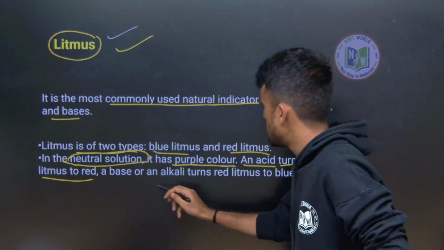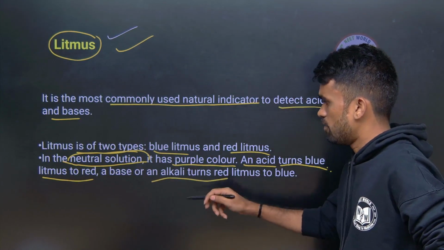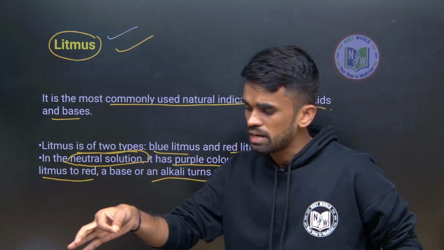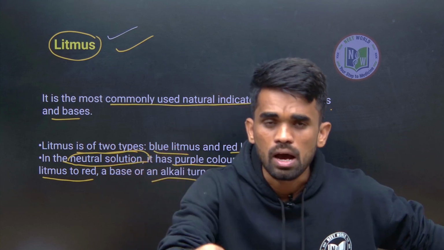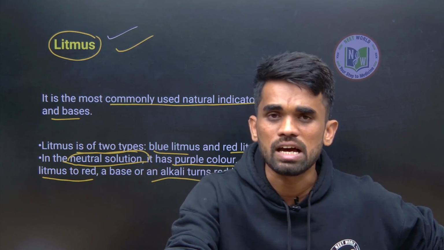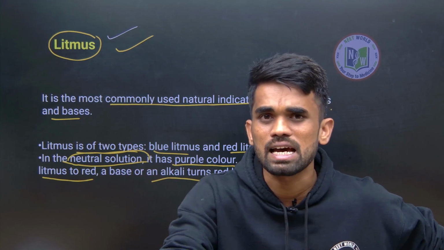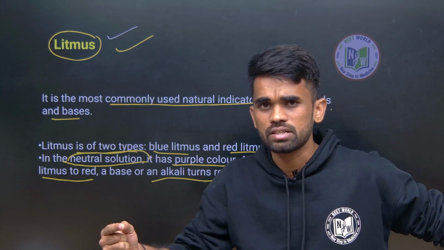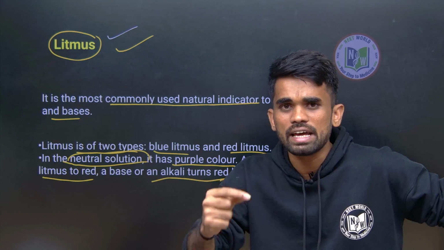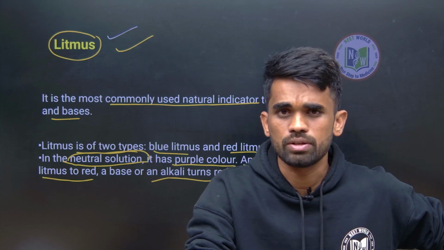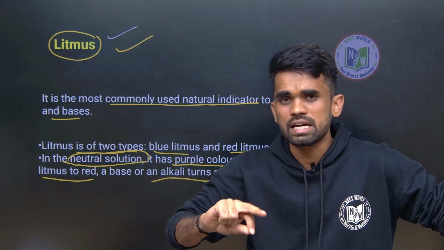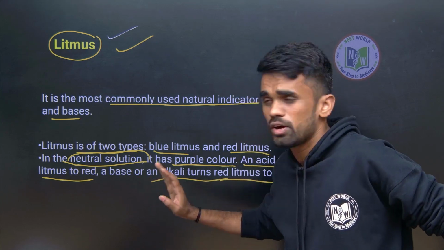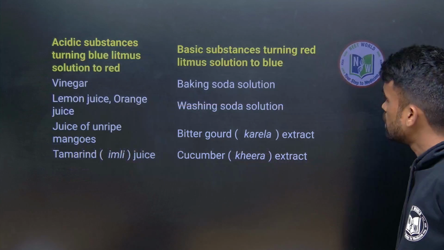Similarly, an alkali turns red litmus to blue. If you keep a red litmus paper into the basic or alkaline medium, it converts into blue color. So what are these colors indicating? The change in color tells us the nature of the solution. If blue litmus converts into red, I can say this is an acidic solution. And if red litmus converts into blue, we can say it is a basic solution. That's it. I hope it is clear up to here, right?